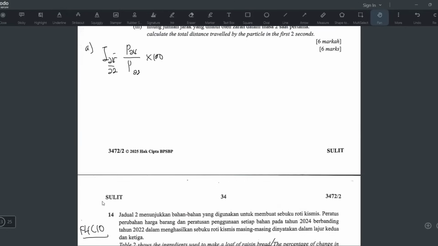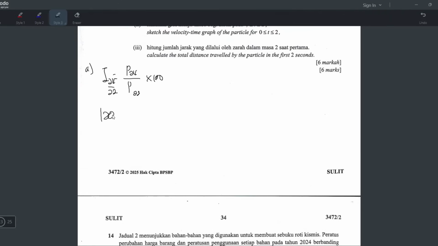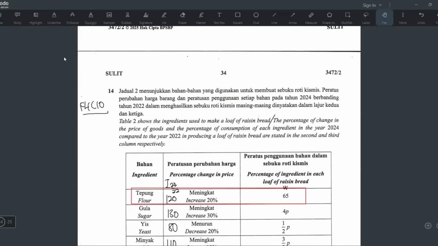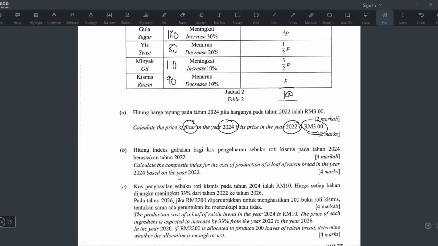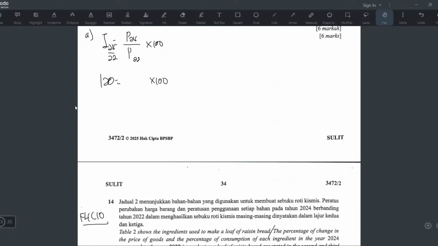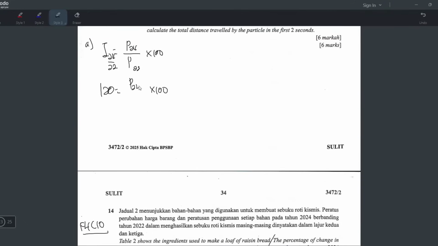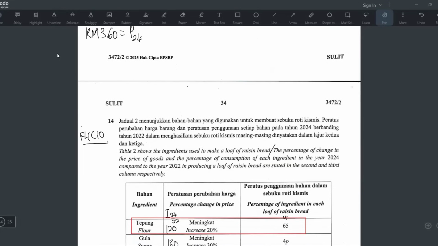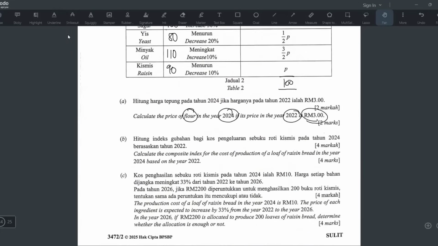So 120 is the I we're going to use, and then times 100. And I remember they gave us one of the prices. 3 ringgit. That's the price in 2022, and I'm finding 2024. So the price in 2024 is what we need to find, and this one is 3 ringgit. So now to find 2024, I just press 120 divided by 100, which is 1.2, times 3 is 3.6. And since it's a price, I will write RM and I will write 2 decimal places. Okay, so that's the answer.